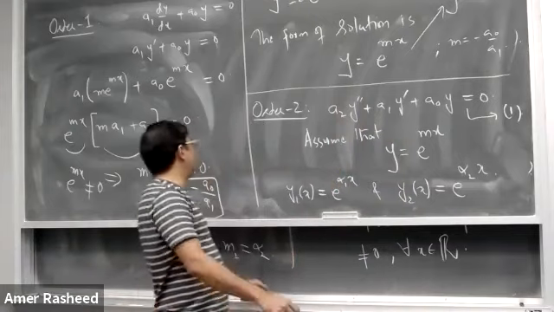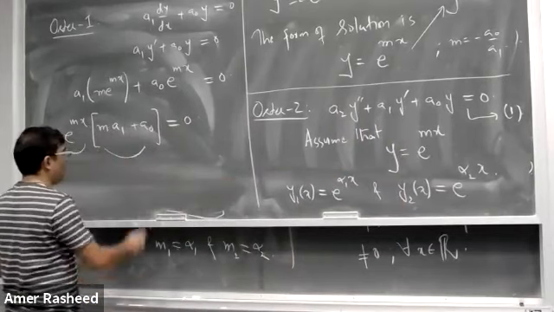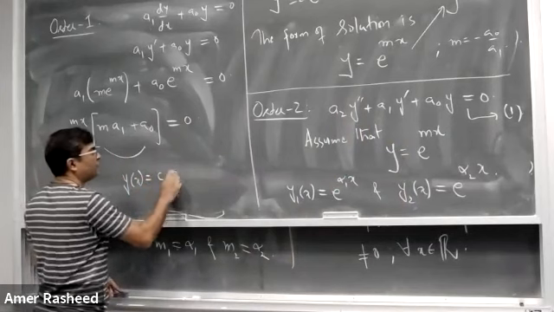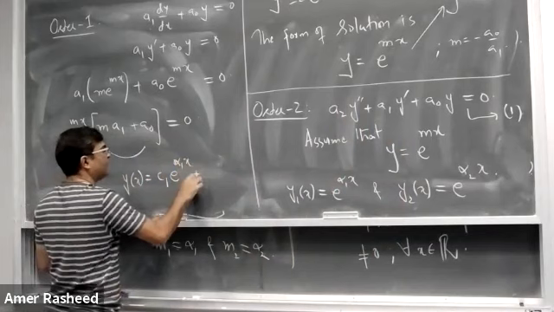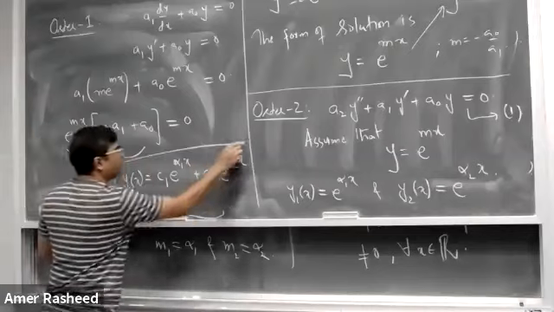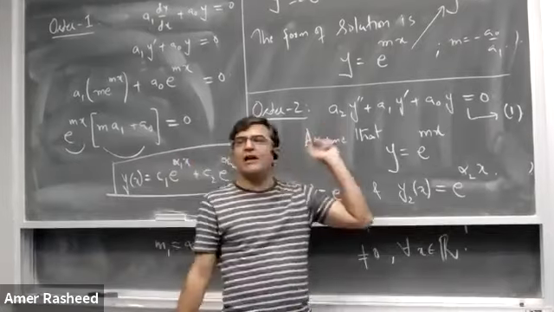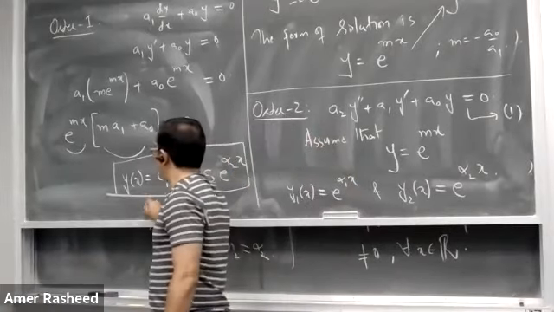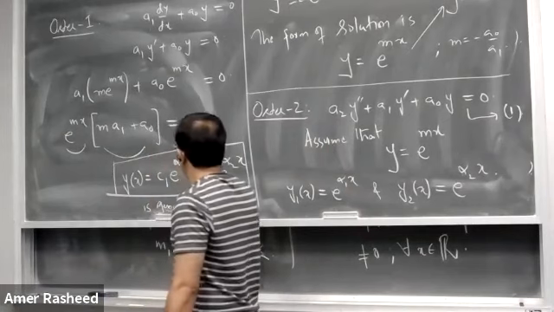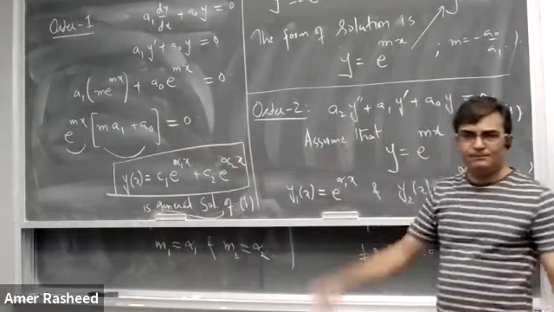Okay, what would be their linear combination? Their linear combination would be y(x) = C1 e^(alpha1 x) + C2 e^(alpha2 x). So then their linear combination is also a solution of the given differential equation. And this is the general solution of the given ODE.